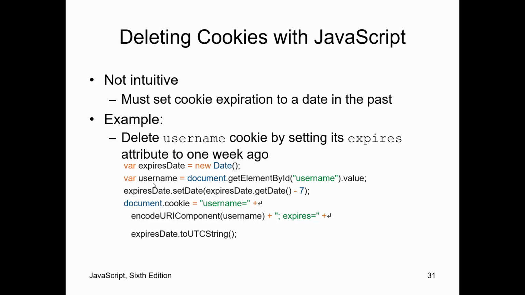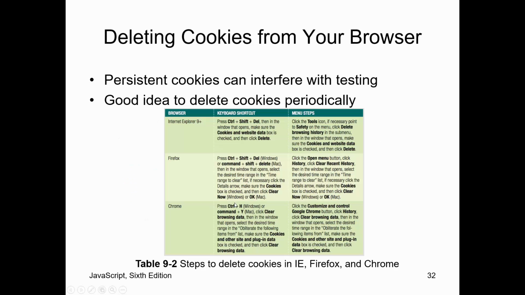All right. Deleting cookies with JavaScript. First thing, as it says there, it's not an intuitive process. I already mentioned this to you. You have to set the expiration date to a date in the past. It could be something as simple as this: get date minus 7. So you set it to a week ago. It's a good idea to delete cookies periodically.